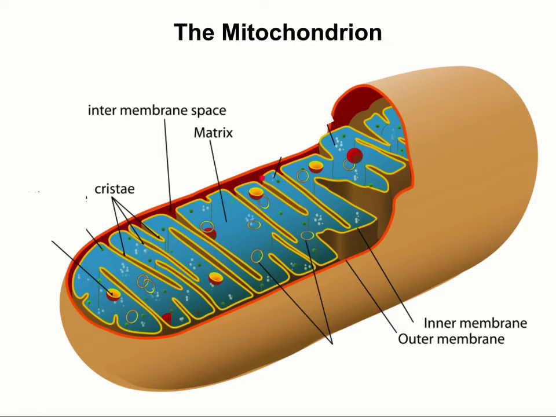Note that these many convolutions give the inner membrane a very large surface area, and, as we'll see in a bit, this large surface area is where ATP is made. So the larger the surface area, the more efficiently the mitochondrion can make ATP. So the structure of the mitochondrion allows it to carry out its function.